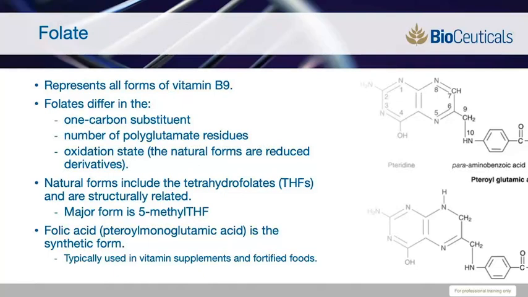The natural forms of folate include the tetrahydrofolates, and we usually see this written as THF or THFs, and they are structurally related, as you'll see. The major form of folate that is circulating in our blood is 5-methyl tetrahydrofolate. Folic acid, or pteroylmonoglutamic acid, often called pteroylglutamic acid, is the oxidized and synthetic form that we usually see in vitamin supplements and fortified foods.